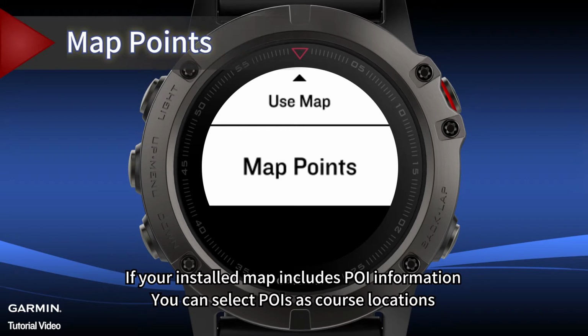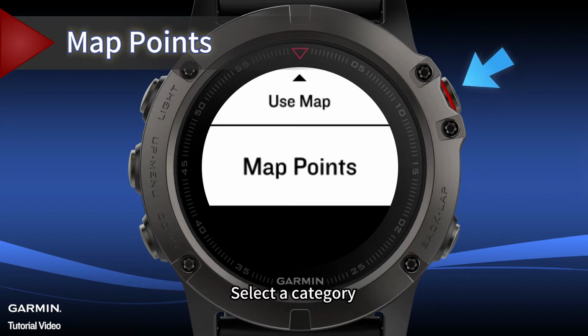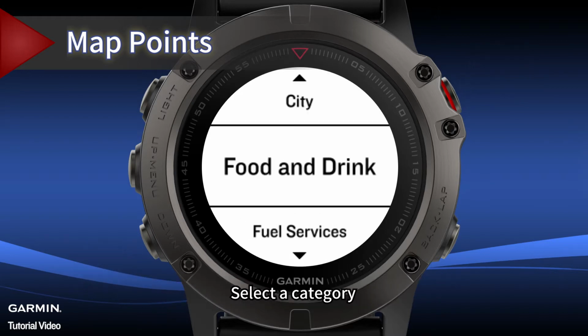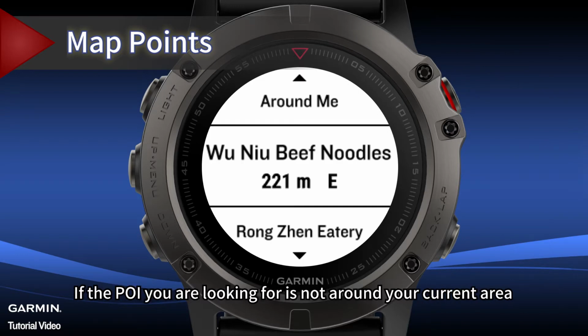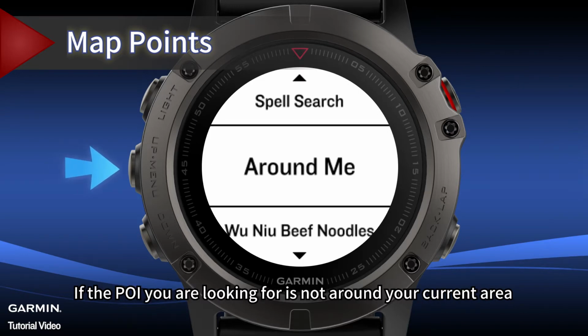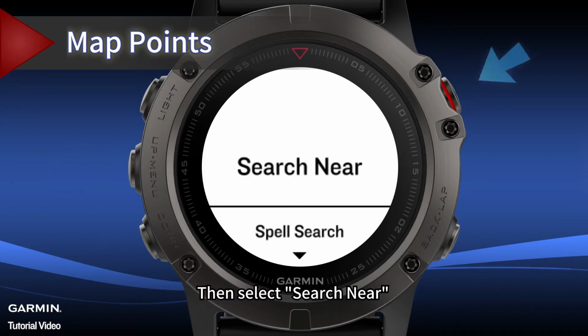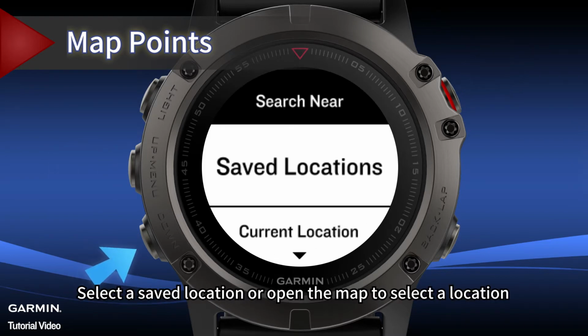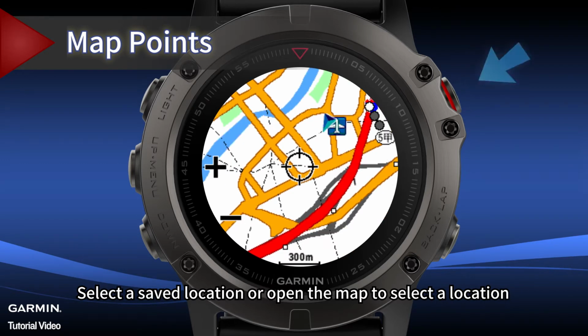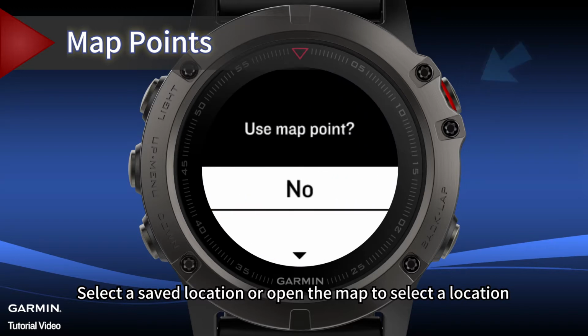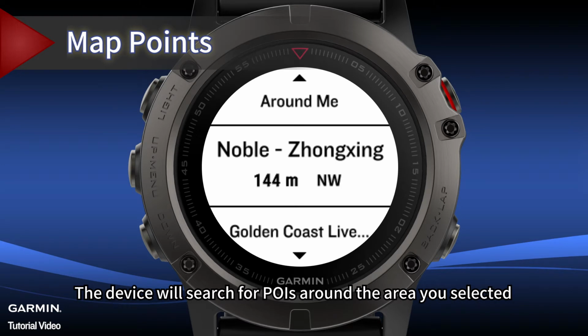If your installed map includes POI information, you can select POIs as course locations. Select a category. A POI list around your current area will be shown on the device. If the POI you are looking for is not around your current area, then select Search Near. Select a saved location or open the map to select a location. The device will search for POIs around the area you selected.